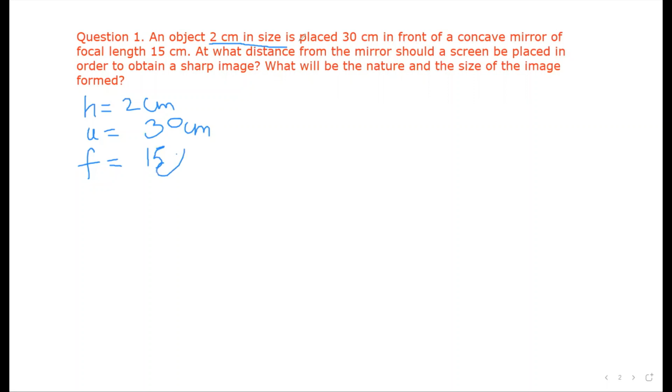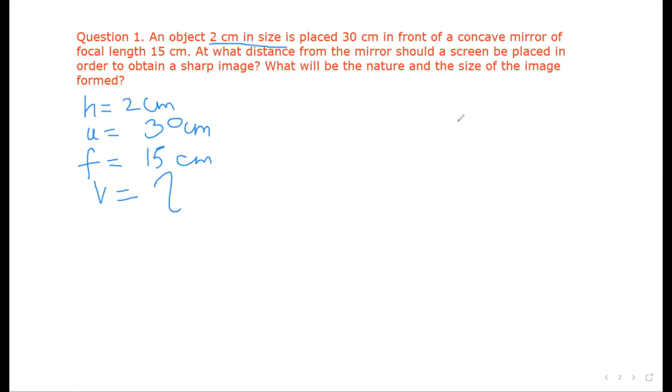F is 15 centimeter, right? So the information is given: at what distance from the mirror should the screen be placed, means where the image is formed. So you have to find v here.